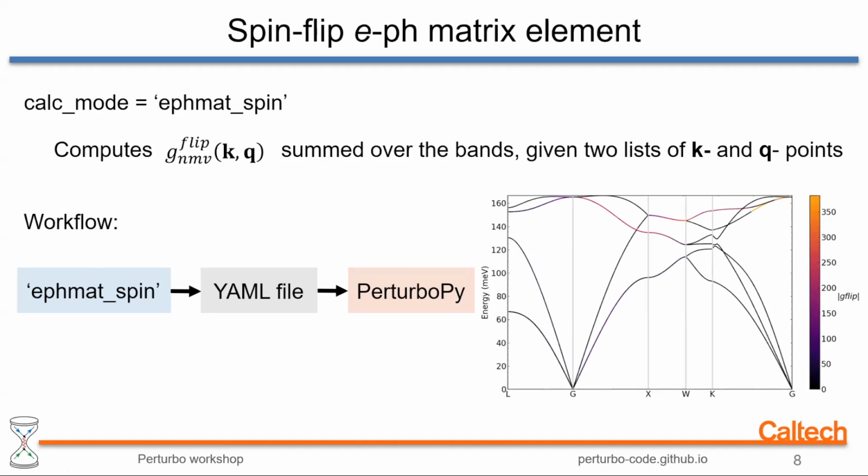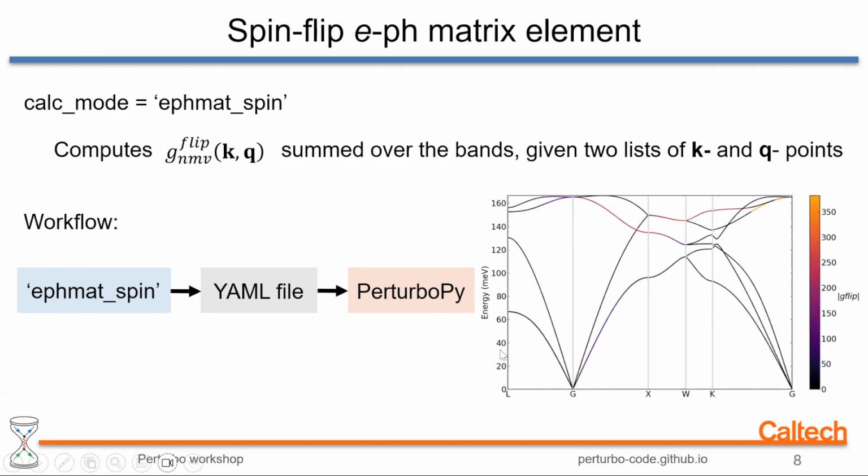So we may have seen from earlier hands-on that we can compute the regular electron-phonon matrix element. Here, we use calc mode fmat spin to compute this spin flip matrix element over bands given 2 lists of K and Q points. The general workflow is we run our fmat spin calculation, which is a fairly fast calculation. This then generates the YAML file, which we then post-process using Perturbo-Pi.